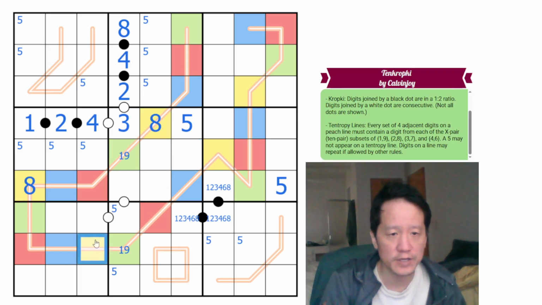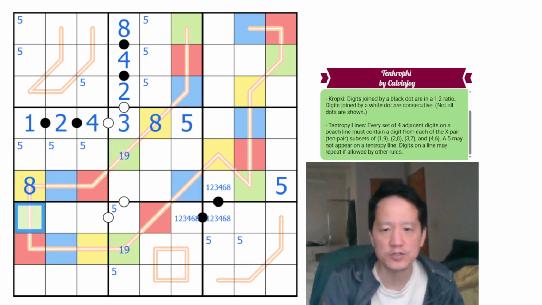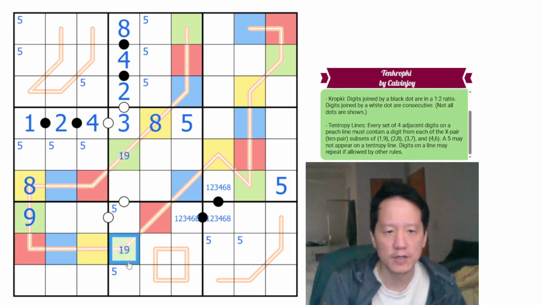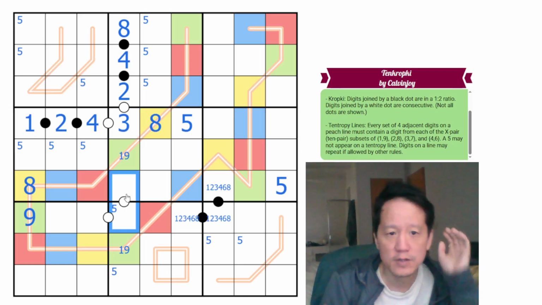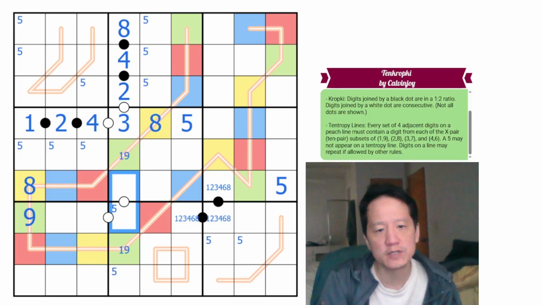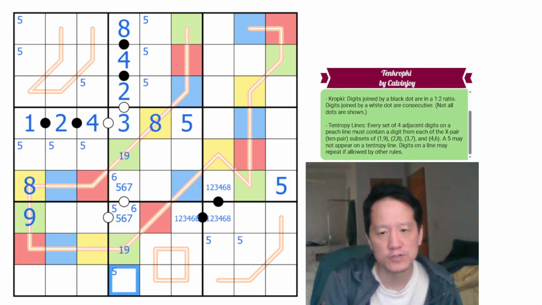This is 2 or 8. This cannot be 1 because of the 1, but it has to be 1 out of 1 and 9, so this must be 9. We have a 1, 9, 1, 9 pair here. The remaining digits are 5, 6, and 7. These are consecutive, so it must contain a 6 in one of these two cells. Therefore, this is 5 or 7.